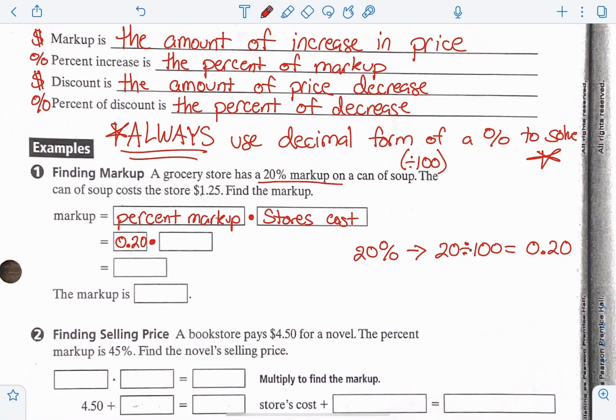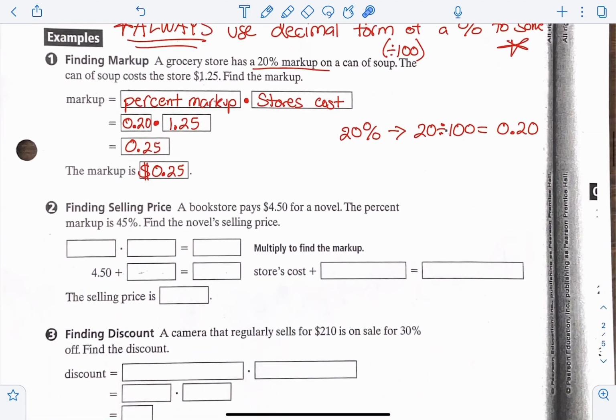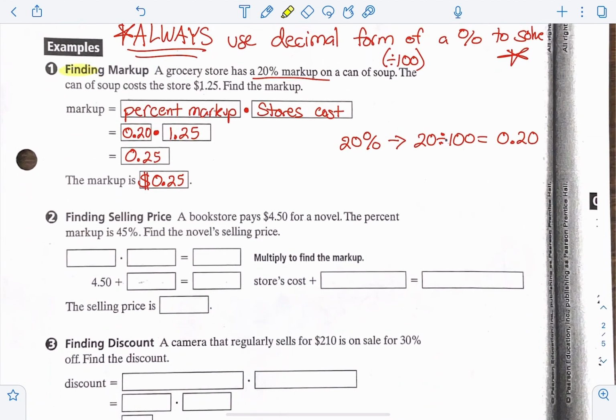Then we said times the store's cost, which was 1.25. So when we do that multiplication, 0.2 times 1.25, it's going to be 0.25. So the markup is essentially 25 cents, $0.25, and we put our dollar symbol because the markup, like we said up here, is going to be shown in money. So that's finding the markup.